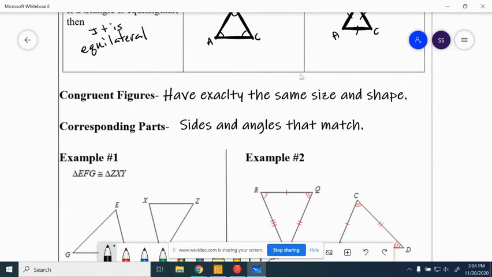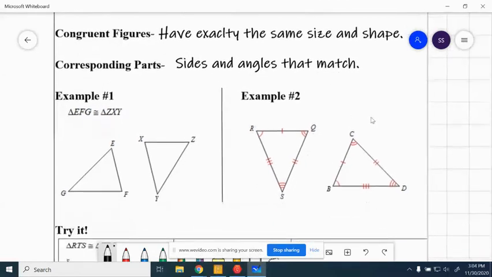All right, congruent figures. Go ahead and write this down. We've got congruent figures have exactly the same size and shape, and corresponding parts have sides and angles that match. Okay. Go ahead, pause video, write that down.